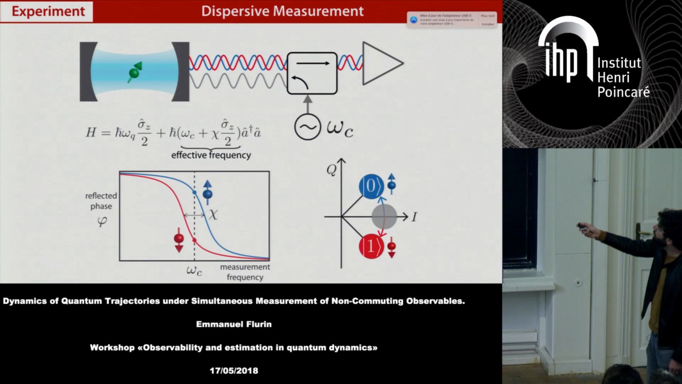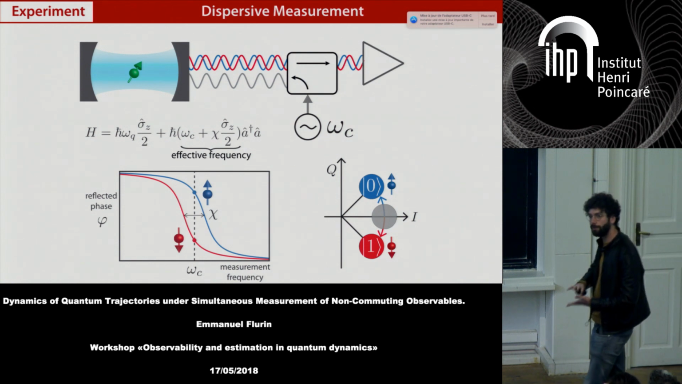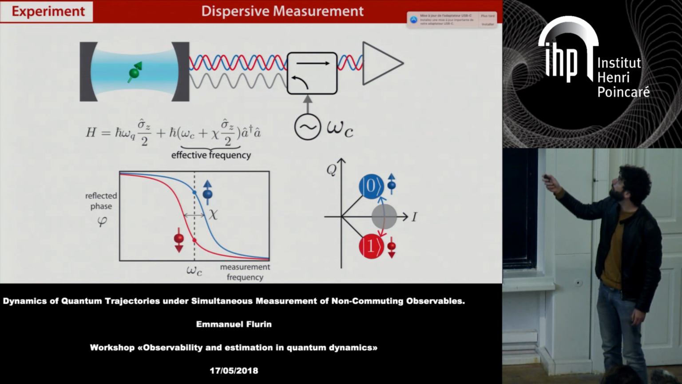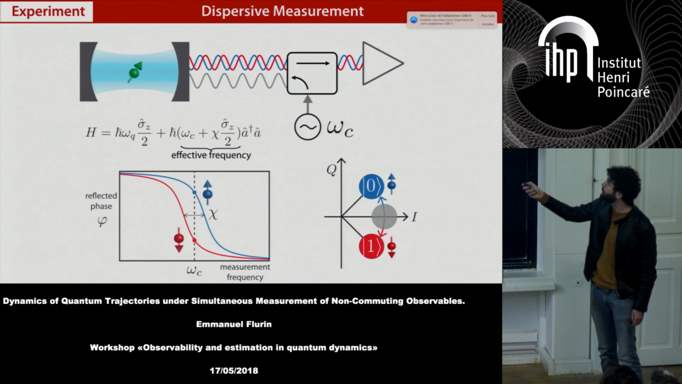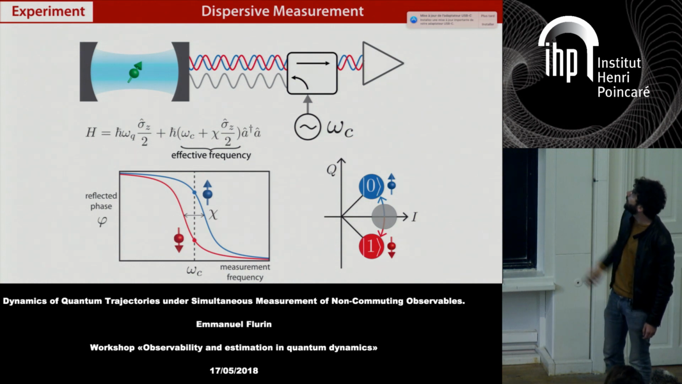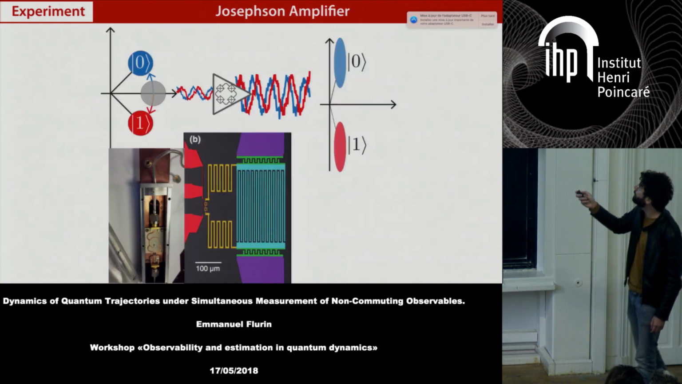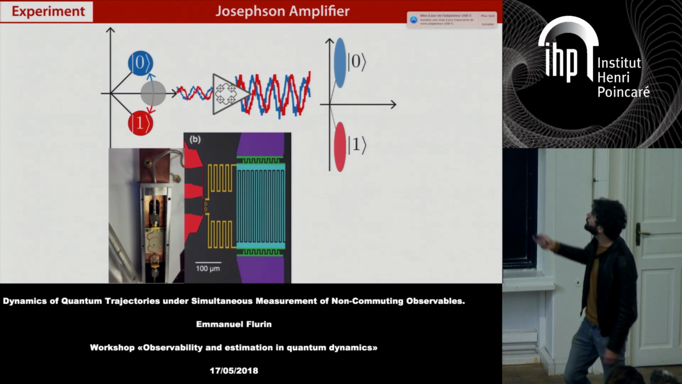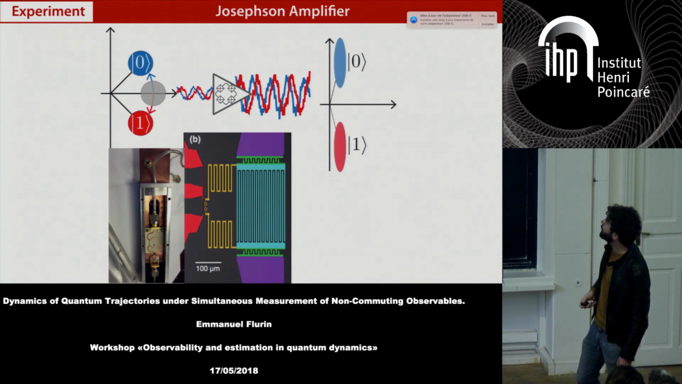Now, this signal is typically very weak, only a few photons, and at the microwave frequency, it's a very weak signal. So in order to be able to resolve those quantum fluctuations associated with the signal, we need a very powerful amplifier. And so we are making our own parametric amplifier, which is named a Josephson amplifier.